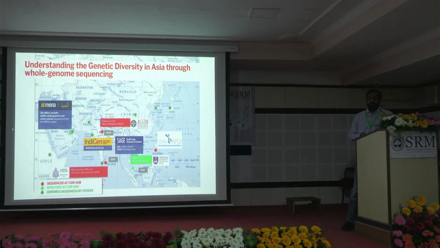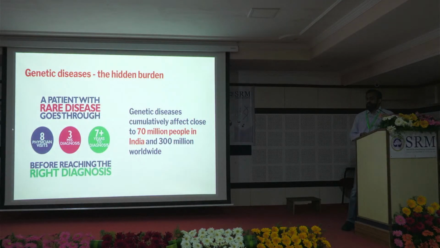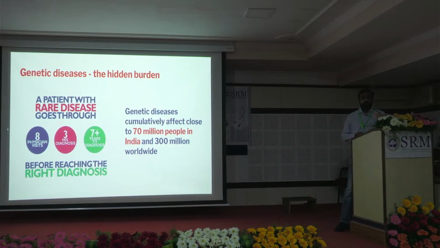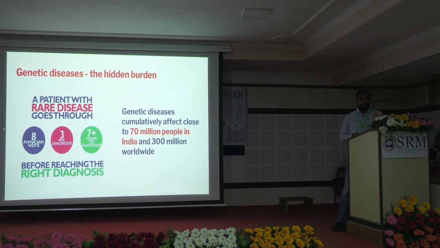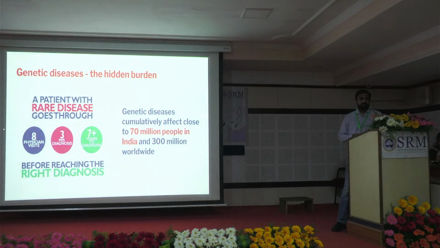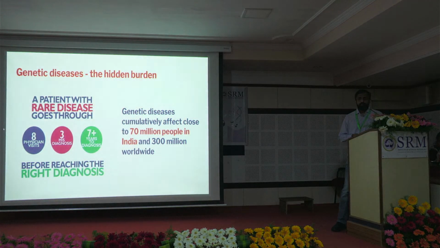So the question is not whether we can sequence genomes anymore. It's about how we really put it into clinical practice. One of the places where we can do that is what we call rare genetic diseases. I don't like to call them rare genetic diseases anymore because we know that they're not rare. But of course, they are called rare genetic diseases. To put numbers, there are around 70 million people in India who have a rare genetic disease. 70 million people. What's the population of Chennai?